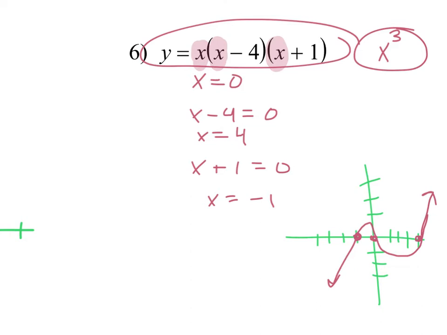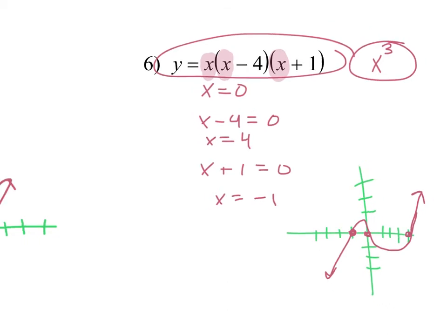Because it's odd, they're going to go in opposite directions. So if it's positive, it's always going to end going up. But if it's odd, it has to start going in the opposite direction. All right, 2 more.